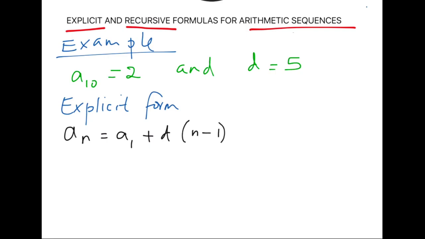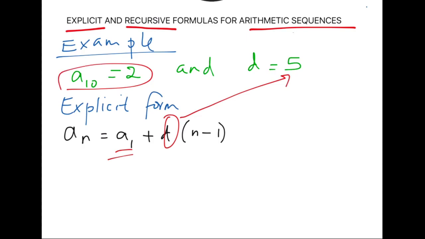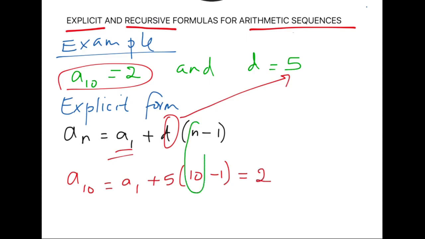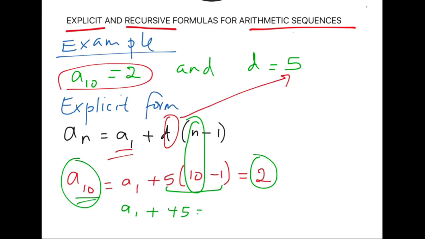Let's see what we have. We already know d is 5. We need to find a1. So we can use this information right here. We know that a10 is going to be equal to a1 plus d, which is 5, times (10 minus 1), which is equal to 2. n is equal to 10, and I know a10 is given to us as 2. So we can solve: a1 plus 5 times 9, that's 45, is equal to 2.